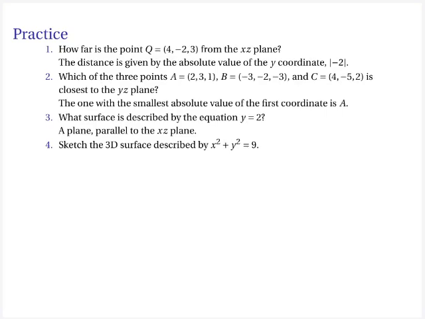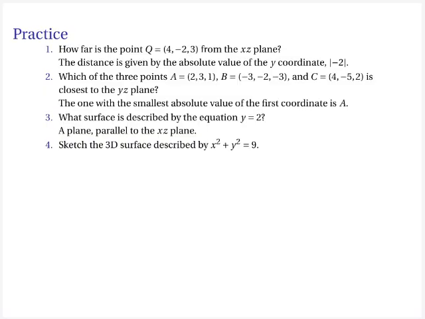Sketch the 3D surface described by x squared plus y squared equals 9. Okay, and what's happening here is that we don't have a z coordinate. So what does that mean? Does that mean z equals 0? No, it means z is unrestricted. What's the criteria for membership in this surface? It is that x squared plus y squared equals 9, and there's no restriction whatever on z. So there's some relationship between the x's and the y's, but z is just whatever z wants to be.